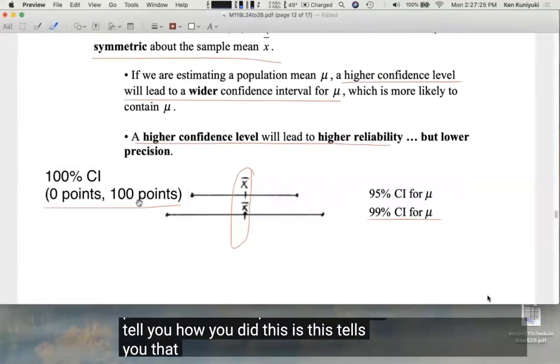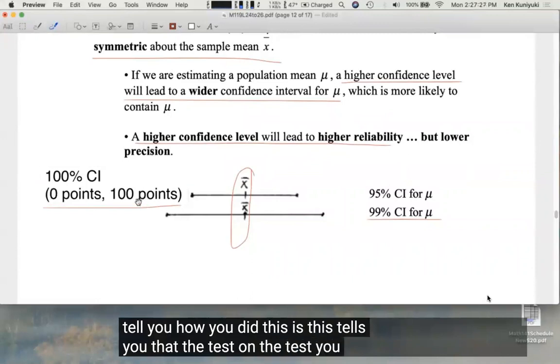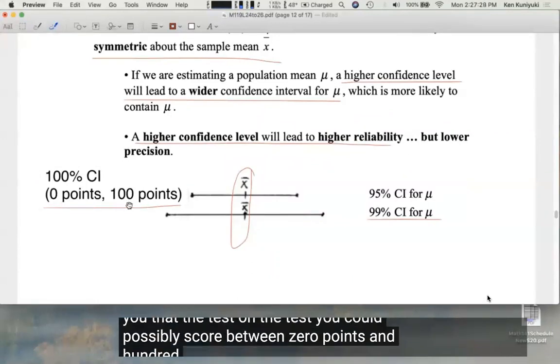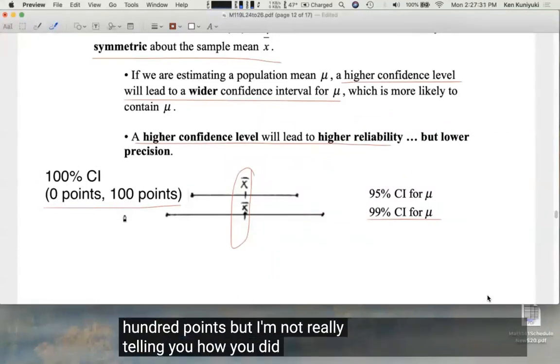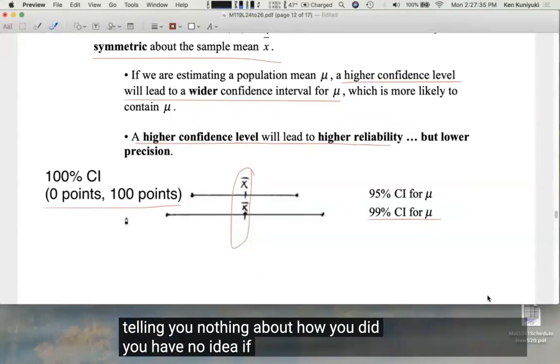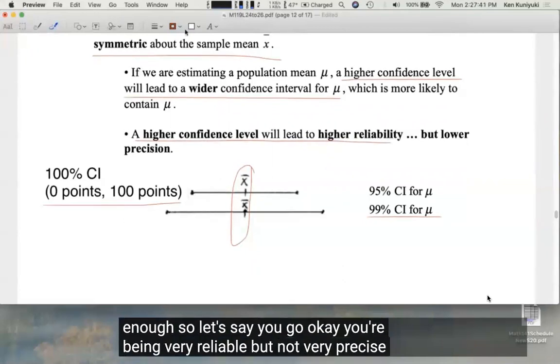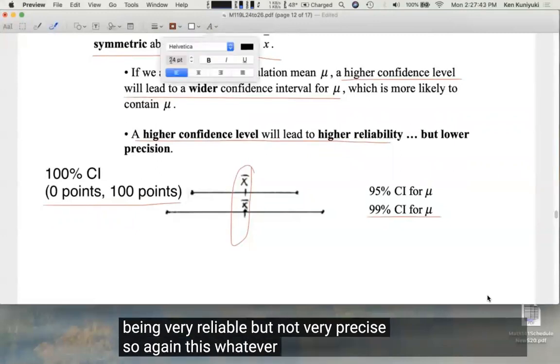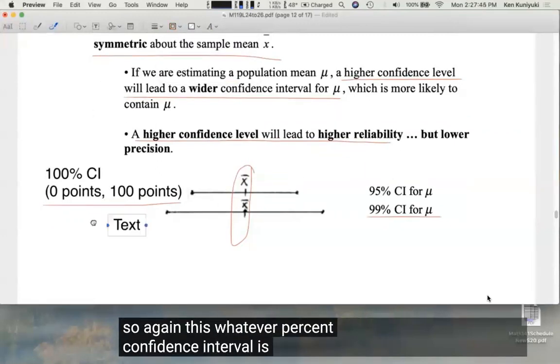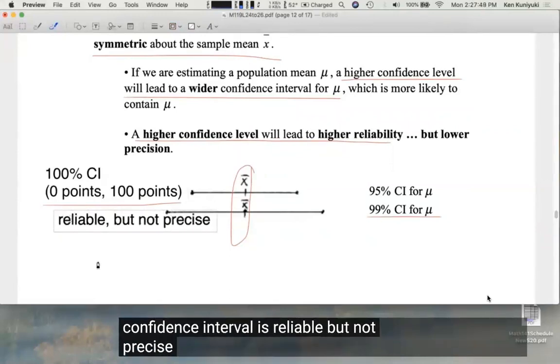It doesn't tell you how you did. This just tells you that on the test, you could possibly score between 0 points and 100 points, but I'm not really telling you how you did at all. I'm telling you nothing about how you did. You have no idea if you got an A or an F. So let's say you go, okay, you're being very reliable, but not very precise. So again, this 100% confidence interval is reliable, but not precise.